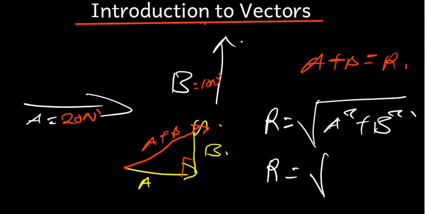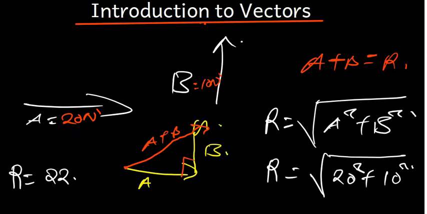So our resultant is going to be, our A is 20 and our B is 10. So what will be our answer? 20 squared is 400, and we also have 10 squared, which is 100. So we have 20 squared plus 10 squared, and I'm getting 500. We get the square root of 500. I'm getting 22.36. So my resultant is 22.36 newtons.